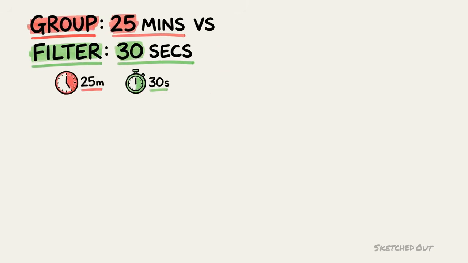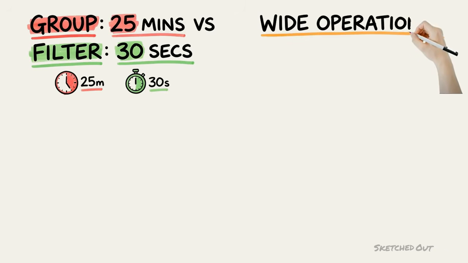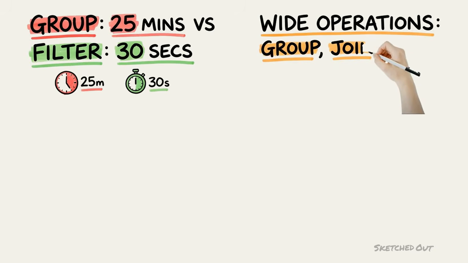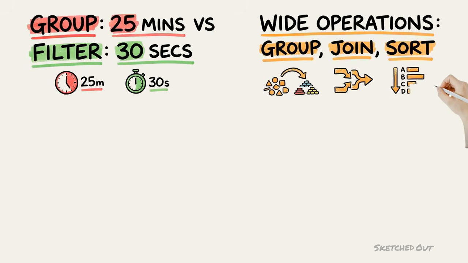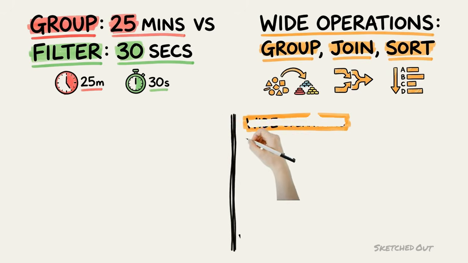Not because grouping is a harder calculation, the counting itself is trivial. It's that the data had to physically move. Operations that need this are called wide operations. Grouping by a key, joining two data sets on a key, counting distinct values, sorting globally. Anything where the answer depends on rows that are not guaranteed to be sitting together.